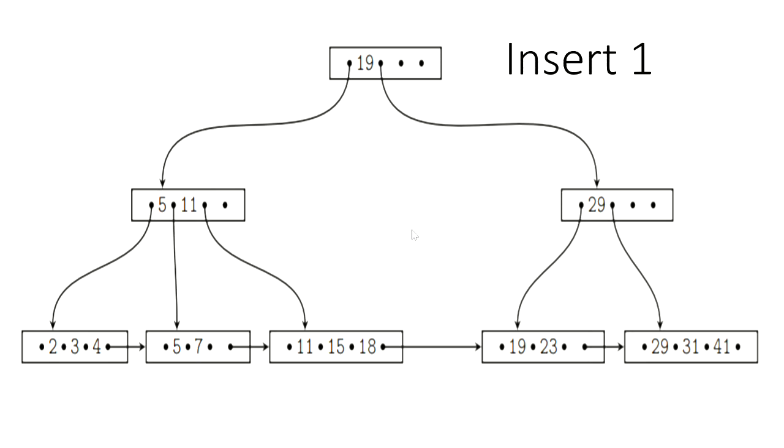Now it is insert 1. 1 is less than 19, 1 is less than 5, so 1 comes here. Again, we have the same technique. We have overflow here. So 1 and 2 form a new node, and 3 and 4 form a new node. Since 3 and 4 is a new node, 3 is the one that goes here.